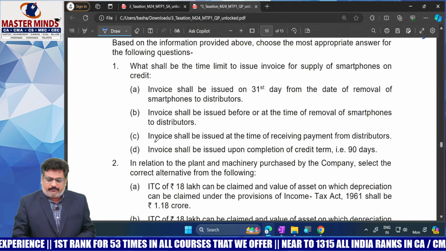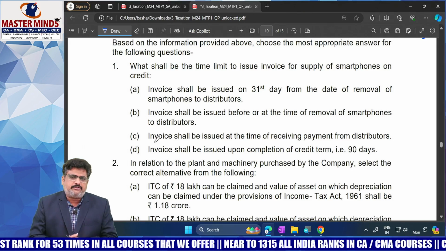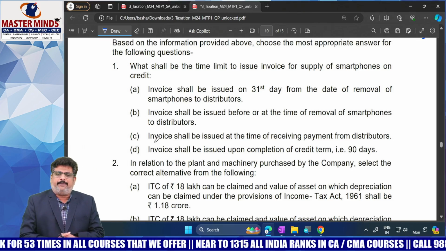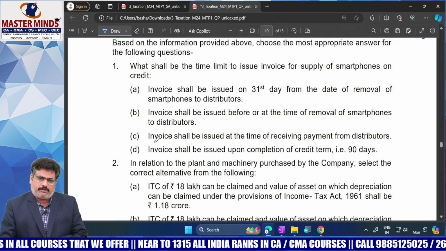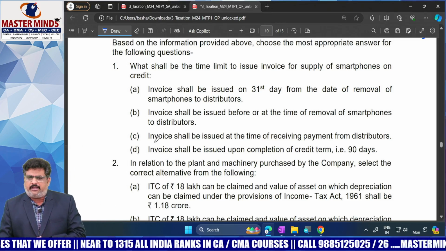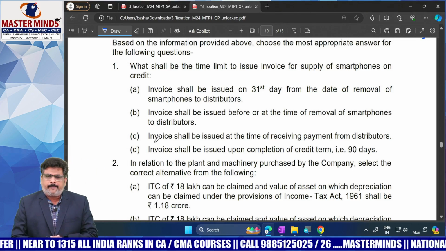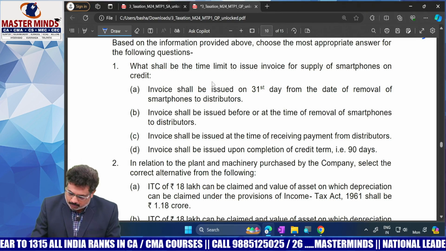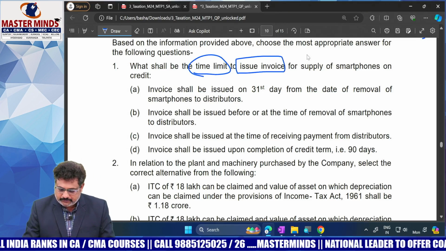Based on the above information, choose the most appropriate answer for the following questions. What shall be the time limit to issue invoice for the supply of smartphones on credit? Invoice shall be issued on the 31st day from the date of removal of smartphones to the distributors. That means what is the question? What is the time limit to issue the invoice?